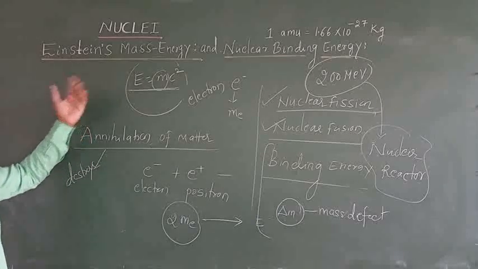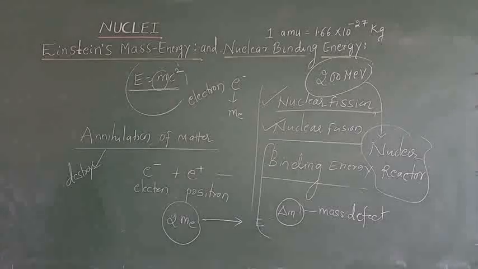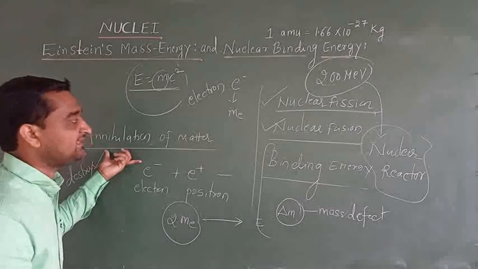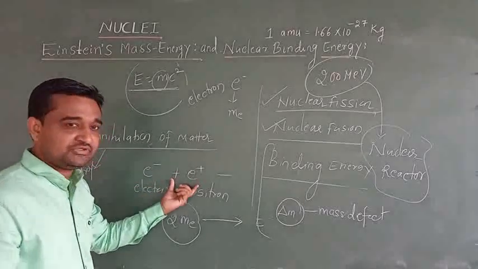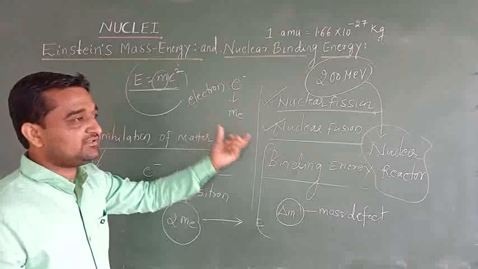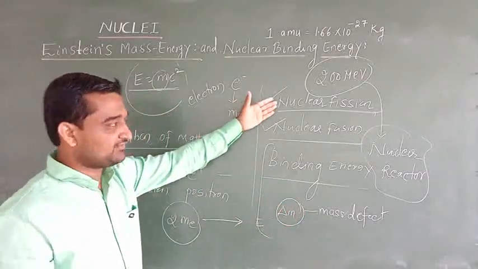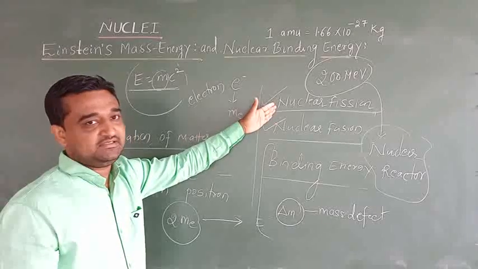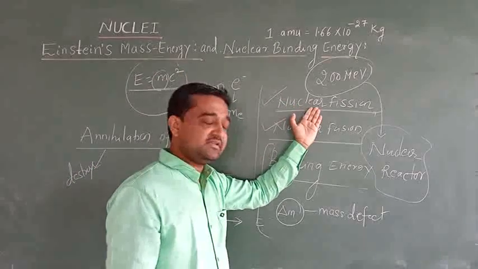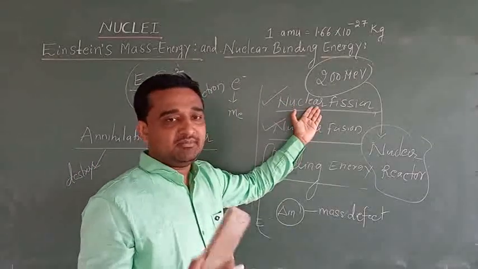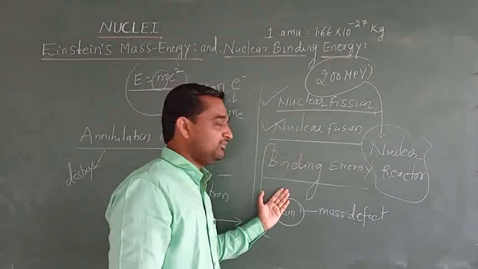The examples of the Einstein mass energy relation, or Einstein mass energy conversion, are what? The annihilation of matter. During the process, the electron and positron come close to each other, they destroy each other and are converted into energy as gamma rays. Nuclear fission is also an example of E is equal to mc square. In nuclear fission, mass is converted into energy, in nuclear fusion also, and again in the case of binding energy.